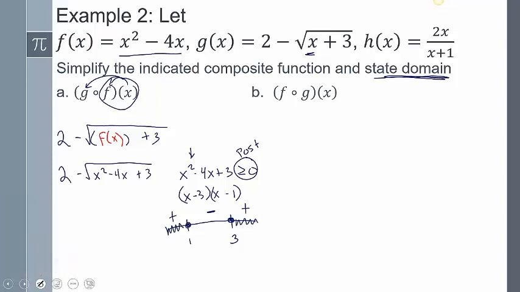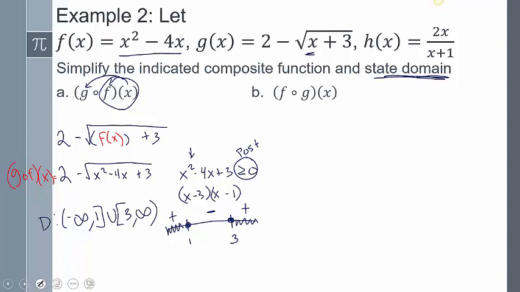So this right here, this is my g of f of x. And then my domain is going to be from negative infinity all the way to 1, union from 3 all the way to positive infinity.